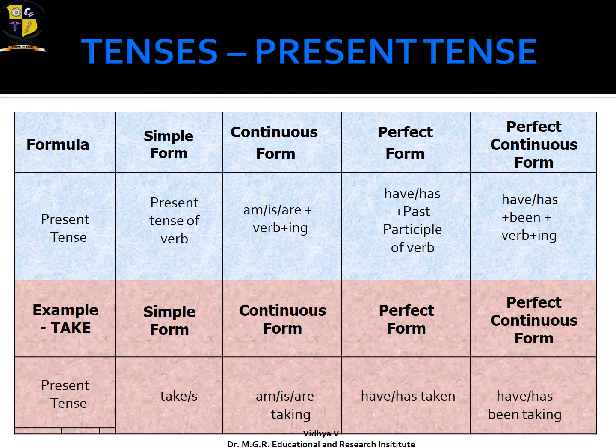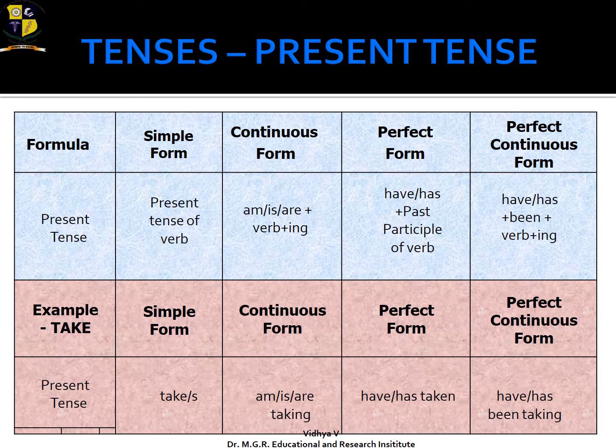So what is the formula to write tenses in these four categories? For present tense, the simple form is just the present tense of the verb. Continuous form is you add am, is or are, and then you add ing to the verb. Perfect form, you add have or has with the past participle of the verb. Then perfect continuous is you add have or has and then you add been and then ing to the verb.